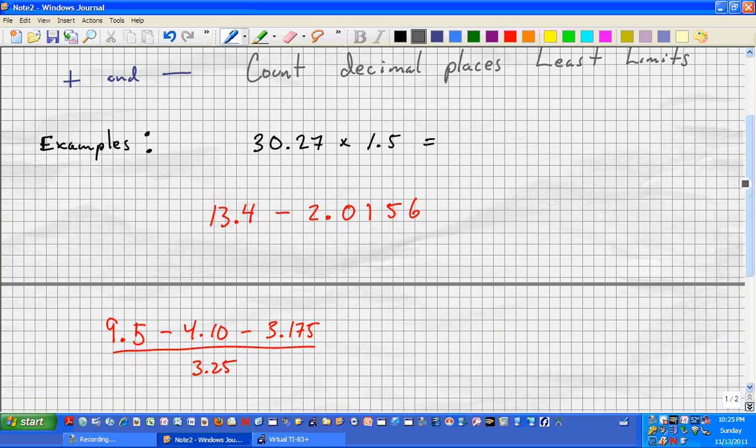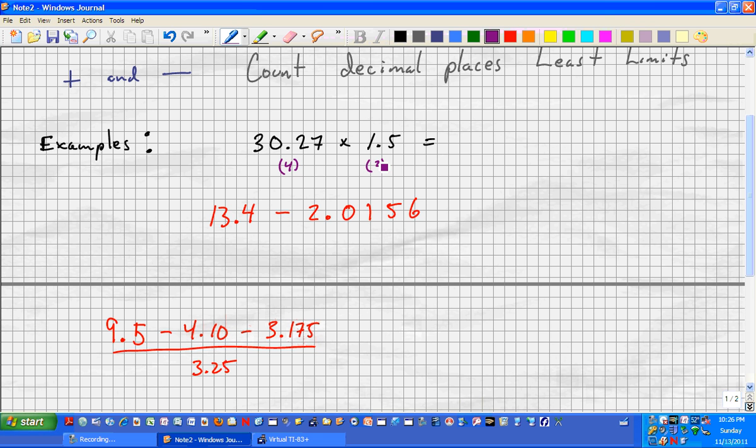So let's do a couple of examples here. I've got 30.27 times 1.5. We've got multiplication, so right away I know I'm going to count sig figs. I'm going to count the sig figs in my operation, and I can know how many sig figs are going to be in my answer before I go ahead and grab my calculator. Here I've got 1, 2, 3, 4 sig figs. This 0 is significant because it's captive. So I've got 4 sig figs here.